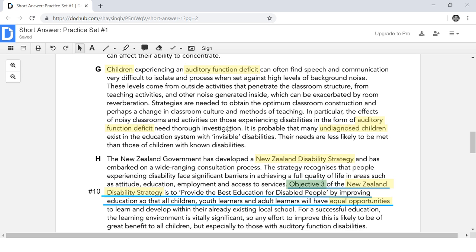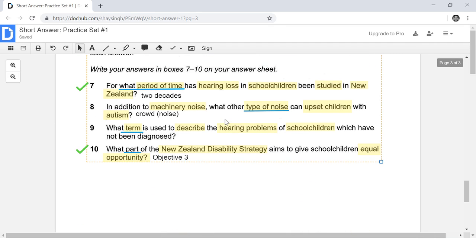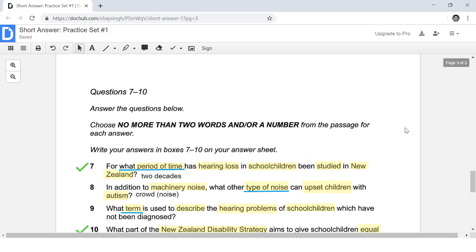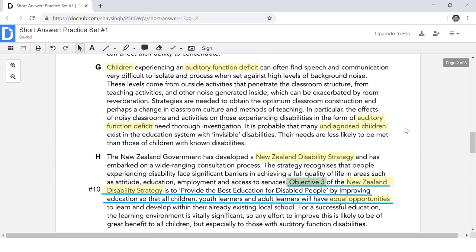So I haven't found my answer here. I'm looking for a very specific term. Remember, we are looking for a term that is used to describe the hearing problems. So let's go ahead and read the next sentence. It is probable that many undiagnosed children exist in the education system with invisible disabilities. Actually, I think that is our answer right there. Invisible disabilities.